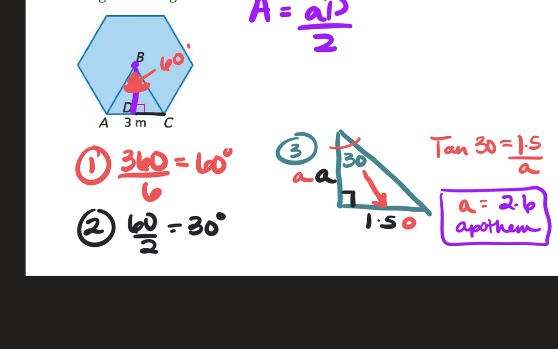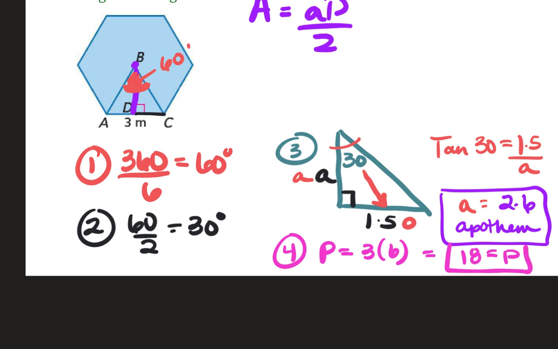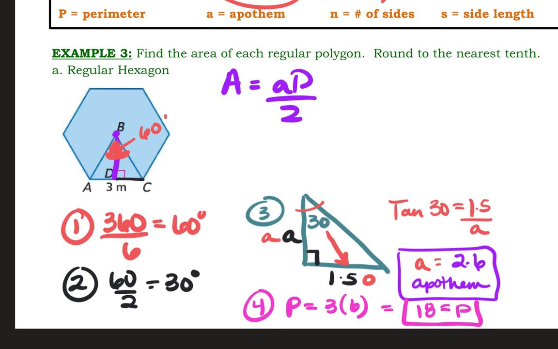So once you have the apothem, now you can find P, or perimeter. What do I want to multiply to get the perimeter? 3 times how many sides? 6 sides. 3 times 6 is 18. This is your perimeter. These are the 2 pieces you need. Once you have these 2 pieces, you can just plug it in. So the apothem is, we said 2.6, times 18, all of it divided by 2.